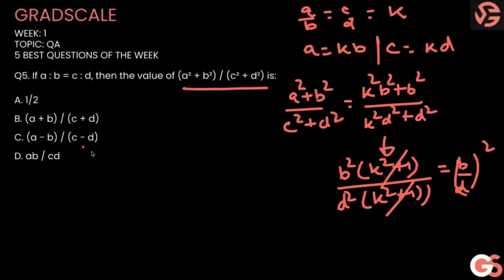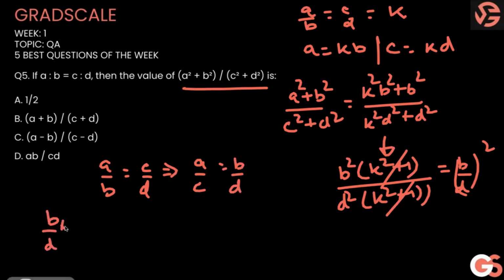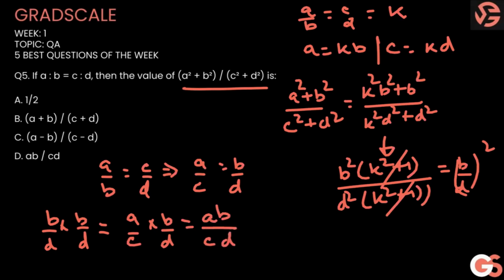Now also we know that A by B is equal to C by D. Can we not write it in this manner? A by C is equal to B by D. Also, B by D whole square can also be written as B by D into B by D. Let us replace one B by D with A by C since both are equal. So A by C into B by D, which comes up to be AB by CD. So D is the right option. I hope it was clear.